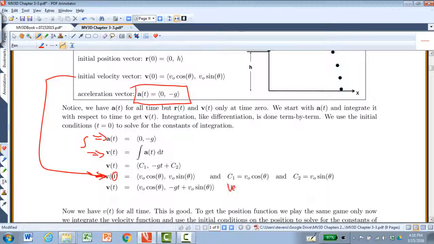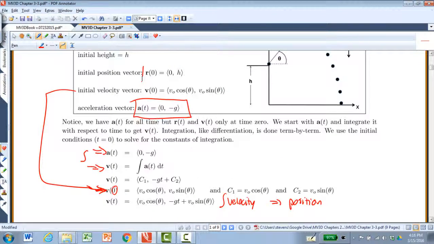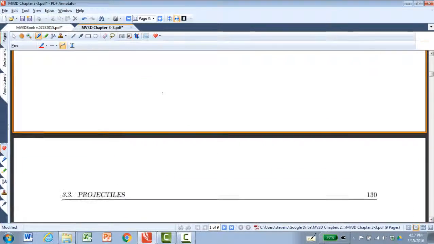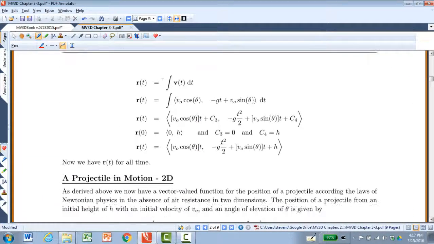This is velocity right here. I'm going to integrate that to give me the position function. I'm going to play the same game, only I'm going to recognize that my initial position is given here at time 0. All right, so we go to the next page. I'm going to integrate velocity, which is this function right here. And just like differentiation, I integrate it term by term.